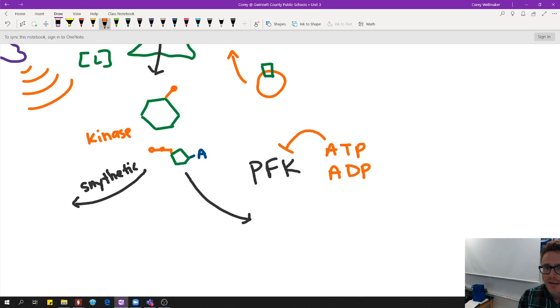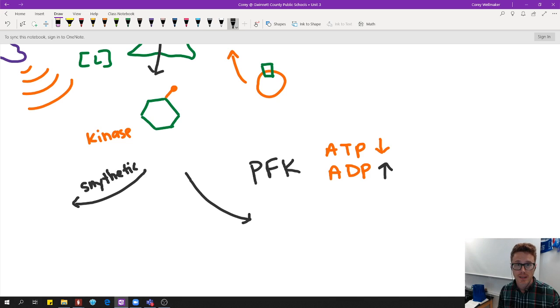On the other hand, if ATP levels are low, then that by default means that ADP levels will be high, because what do you get when you break down ATP? You get ADP. So if ADP levels are high relative to ATP levels, that indicates that there is an absence of energy and that the cell needs to boost its ATP levels back to an optimal level. And so ADP is going to allosterically activate phosphofructokinase.